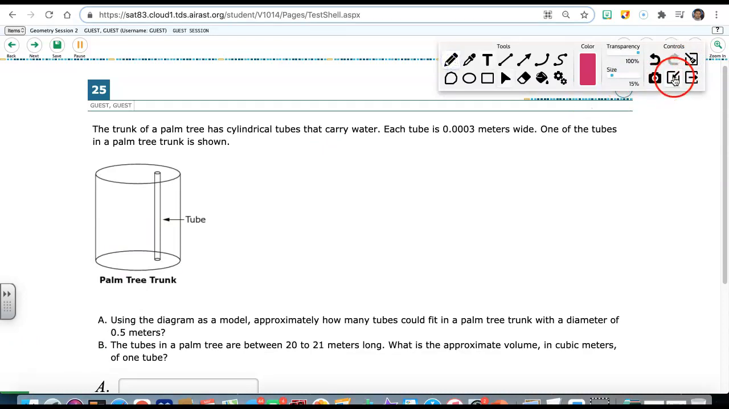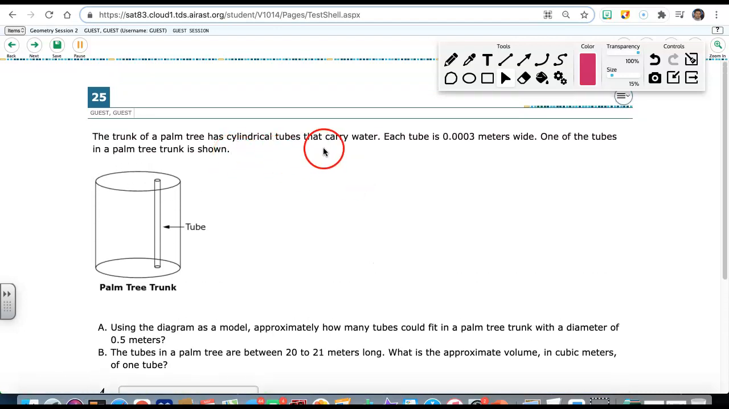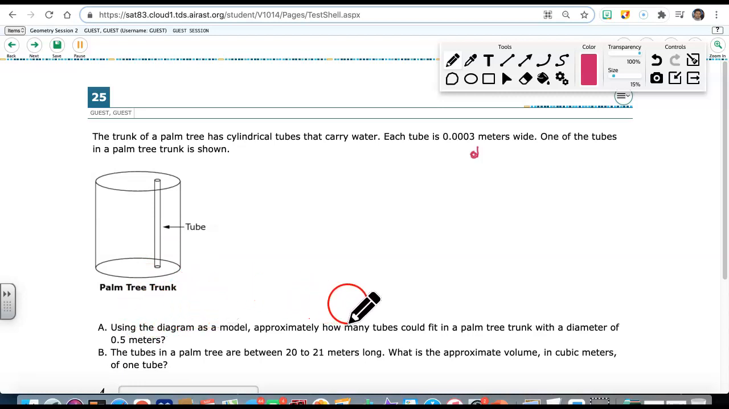Okay, so we have 25 now. Let's read the whole thing and see what the question is. I have a calculator on the bottom, okay. The trunk of a palm tree has cylindrical tubes that carry water. So I guess this is a palm tree trunk, this is the tube. Each tube is 0.0003 meters wide. If this is the width, then that means the diameter. Okay, interesting. So this is the diameter. One of the tubes in a palm tree trunk is shown. Okay, this is one tube. Using the diagram as a model, approximate how many tubes could fit in a palm tree trunk with the diameter of 0.5 meters. The tubes in a palm tree are between 20 to 21 meters long. What is the approximate volume in cubic meters of one tube?